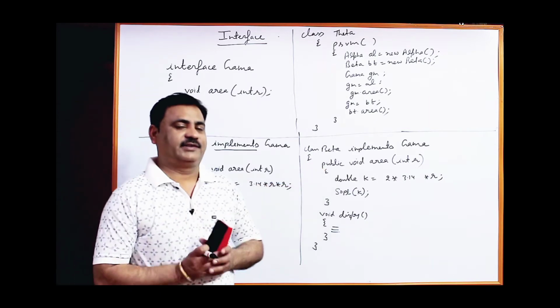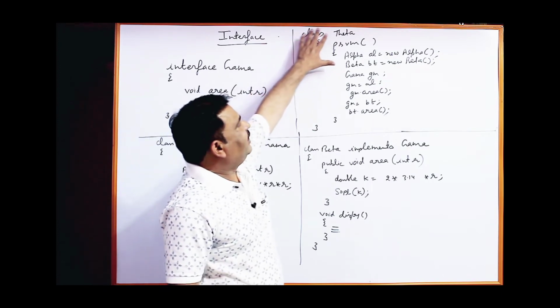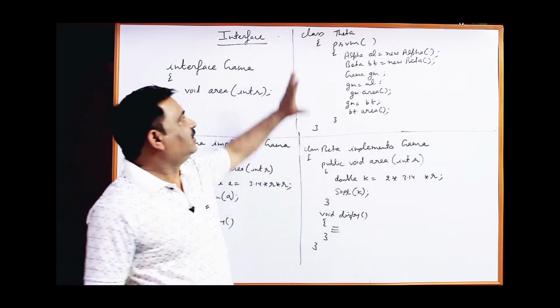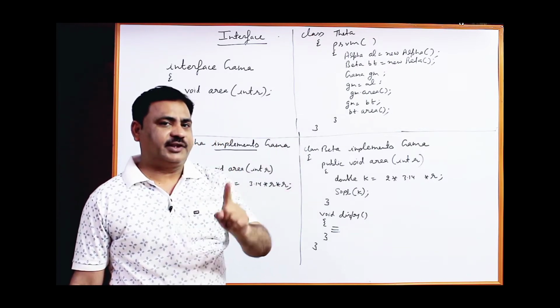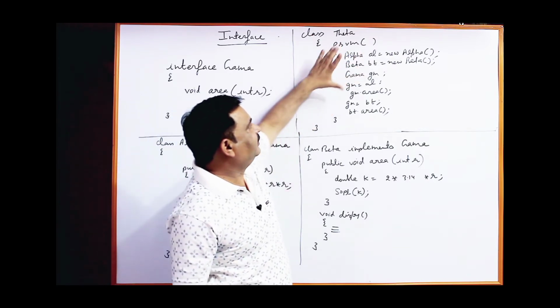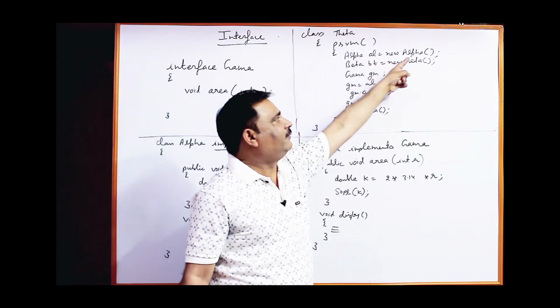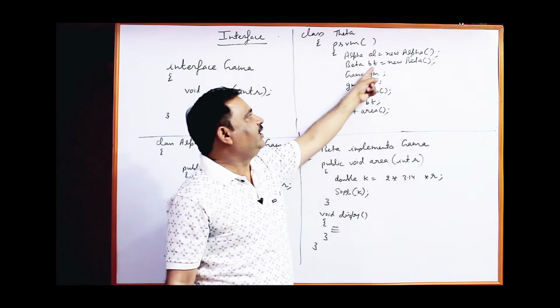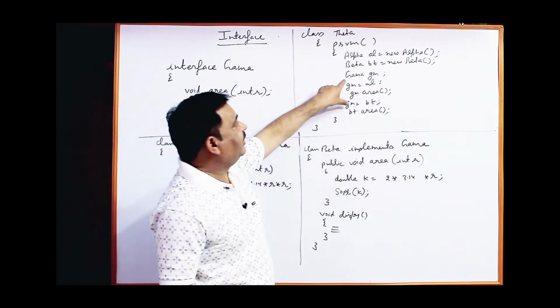Now how can we access this function? I am creating one more independent class. The class name is theta, in which I have made one function, public static void main, and I am creating the objects of class alpha and beta. Alpha object equal to new alpha, beta object named bt equal to new beta, objects of both the classes.